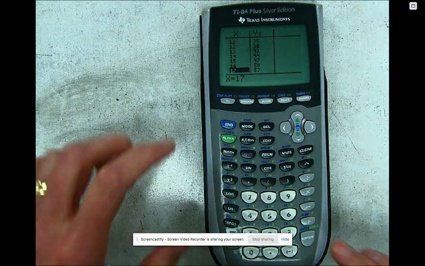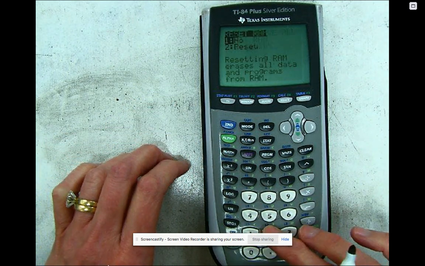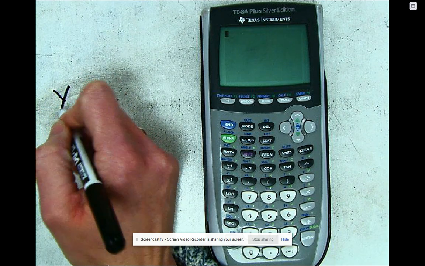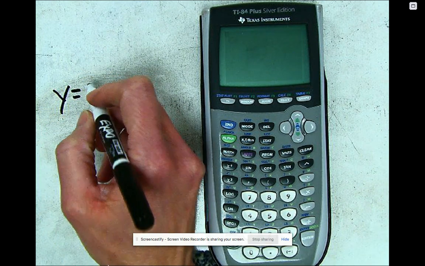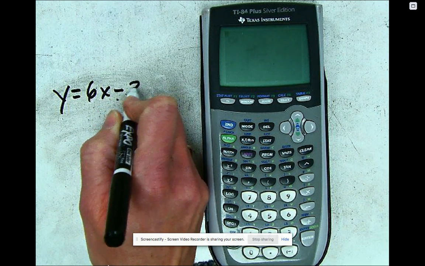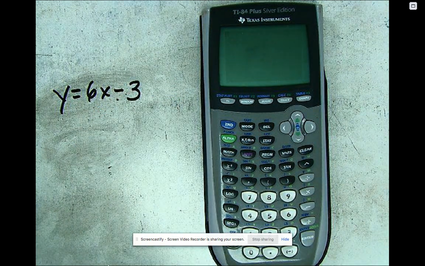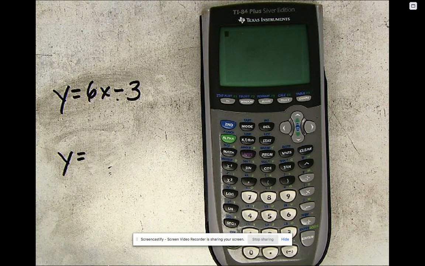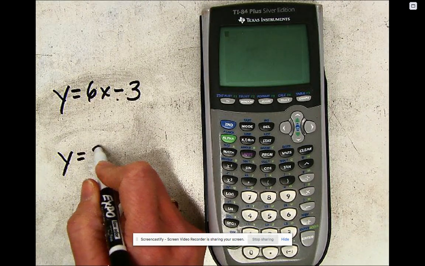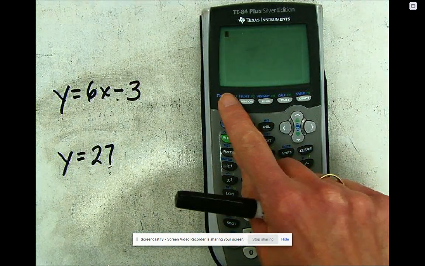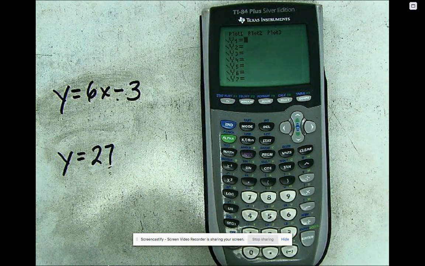Why don't you go ahead and clear out your calculator. And let's go ahead and type in y is equal to 6x minus 3. And I want you to figure out what x is when y is equal to about 27. So see how you do on that one. So what's x?